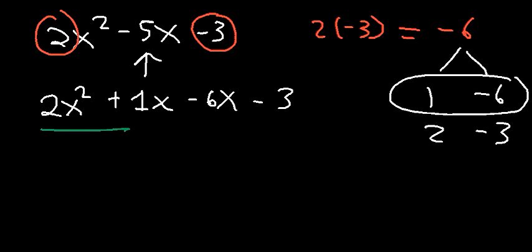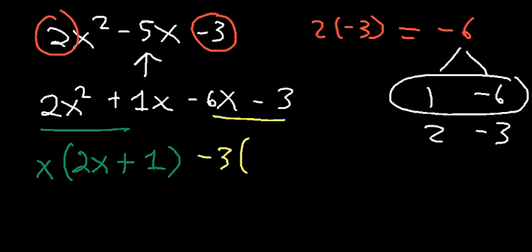In the first two terms, we're going to factor out the GCF. The greatest common factor between 2x squared and x is just x. 2x squared divided by x is 2x, and 1x divided by x is 1. Now we're going to take out the GCF between the last two terms. We're going to factor out negative 3. Negative 6x divided by negative 3 is 2x. Negative 3 divided by negative 3 is plus 1.